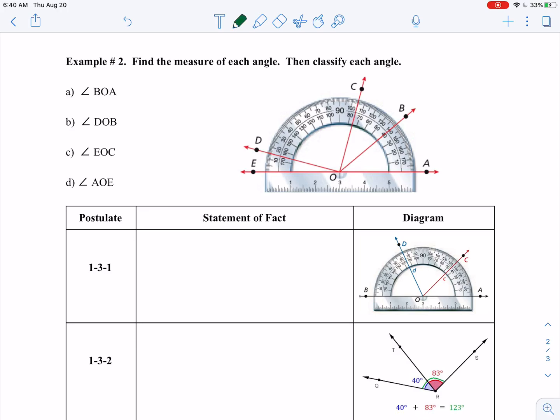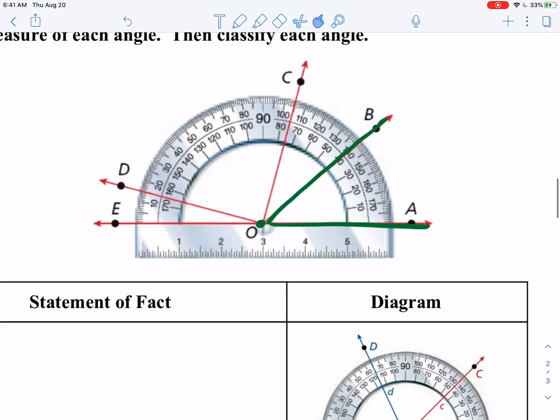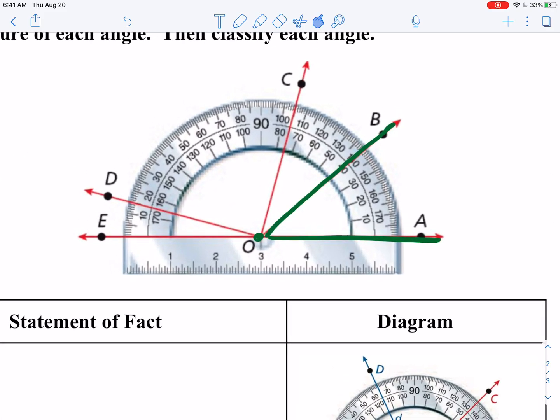A protractor just measures angles in degrees. So if we want to find the measure of angle BOA, just follow along from B. O is going to be the vertex on all of these angles, A. And just be careful, you have a set of two points here. You have a set of measures on the outside that are increasing, and then on the inside that are increasing, going from right to left.